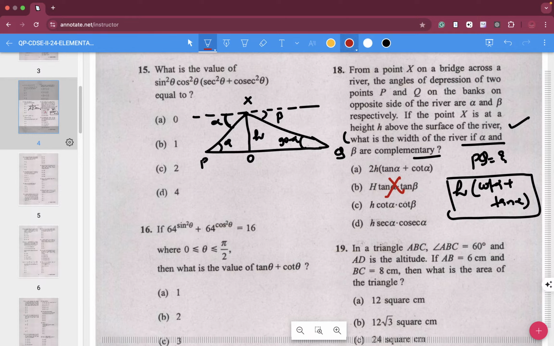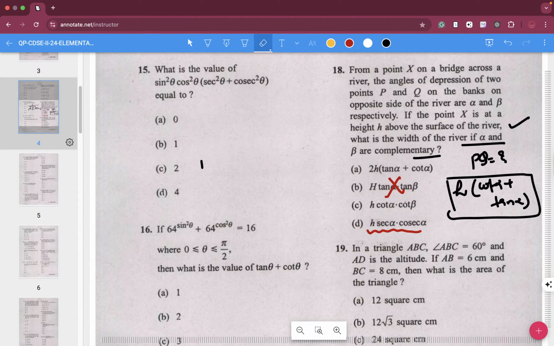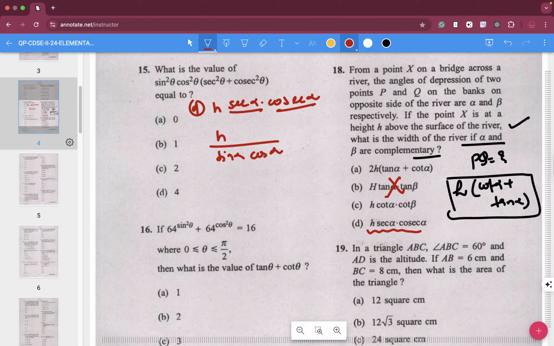Now if you consider this particular equation, I'm deleting this one, h into secant alpha into cosecant alpha, option D. What can you write it as? You can write it as h divided by, secant alpha as 1 by cos alpha, and cosecant alpha as 1 by sin alpha. Is that what you have?